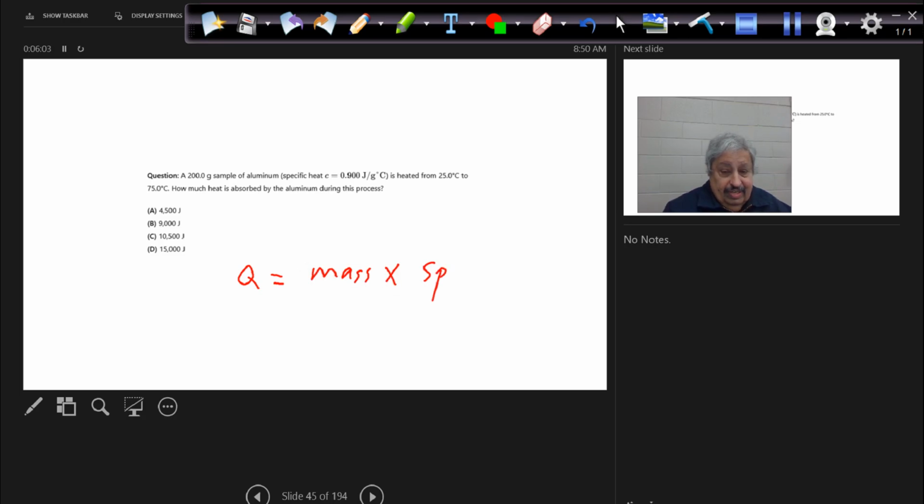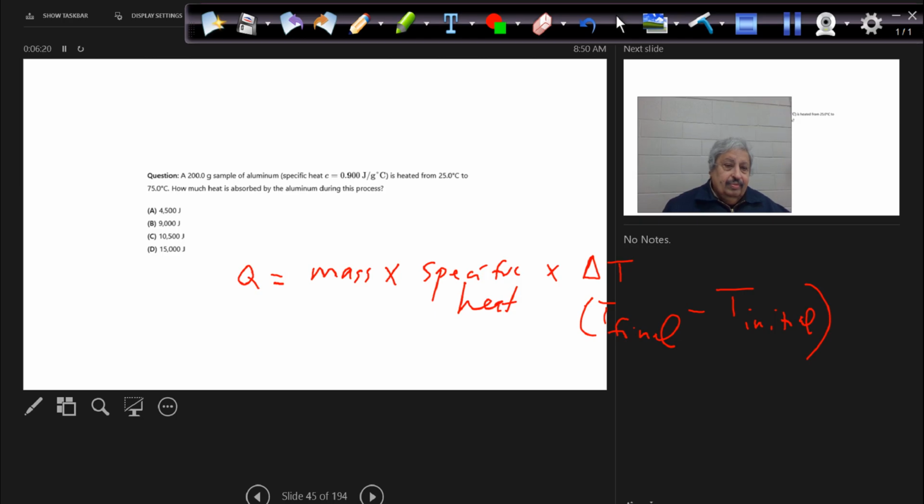mass multiplied by the specific heat multiplied by delta T. Delta T is T final minus T initial. Guys, so following this, mass is 200 grams, 200.0 grams, 4 sig figs. Specific heat is 0.900 joule per gram degrees Celsius.